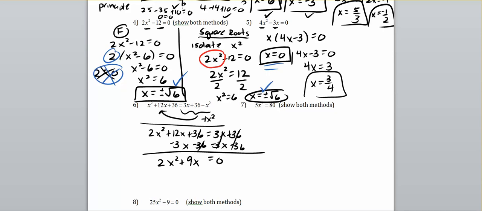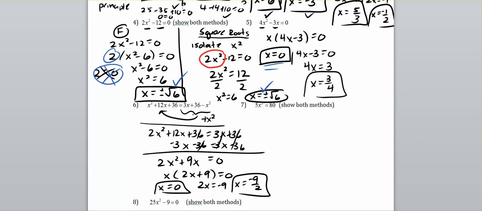If you have an x squared and an x term, I'm going to have to factor. So factoring, pull out a GCF of x. I have x times 2x plus 9 equals 0. x equals 0 is one solution. And if I were to set the other factor equal to 0, I would get 2x equals negative 9. So my other answer would be negative 9 halves. And again, you can plug this back into the original equation to check to see if they'll work.